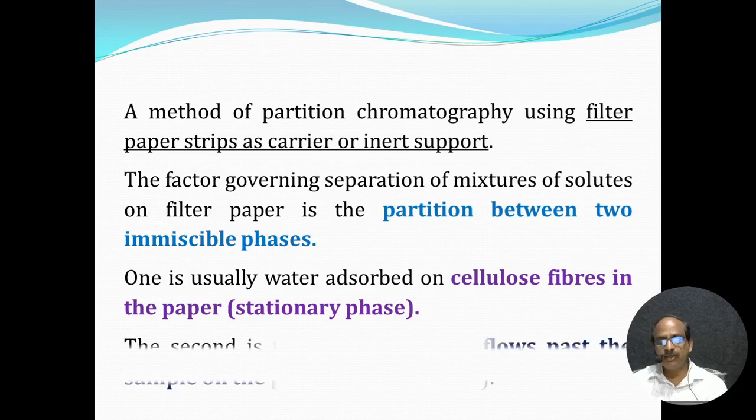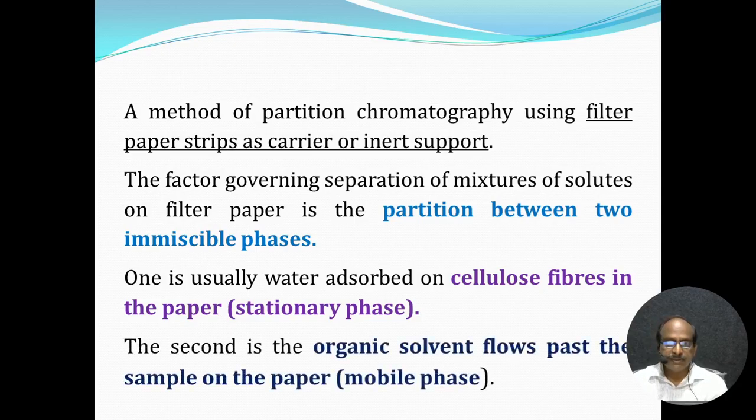Another one is usually water adsorbed on cellulose fibers. Water is always adsorbed on cellulose fibers in the paper, and that is called the stationary phase. I already mentioned the stationary phase in paper chromatography. That contains water. Water adsorbed on cellulose fiber, not the cellulose fibers. Please remember the stationary phase is water adsorbed on cellulose fiber, not the cellulose fibers.